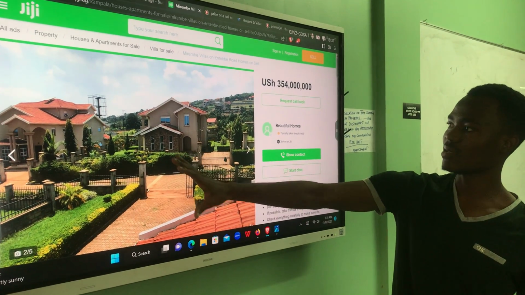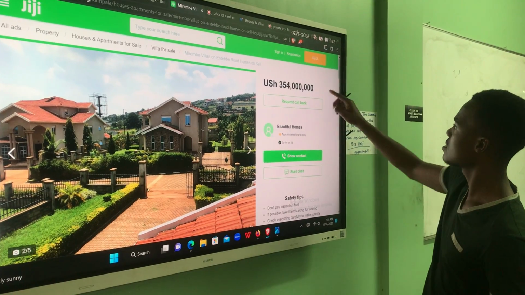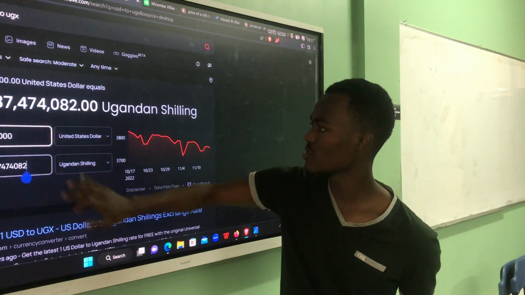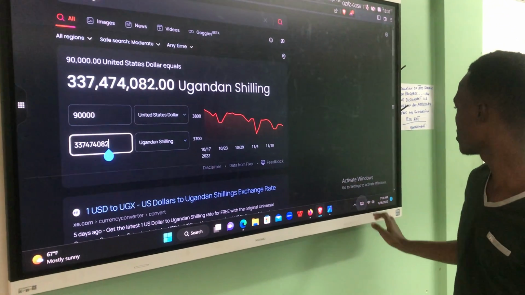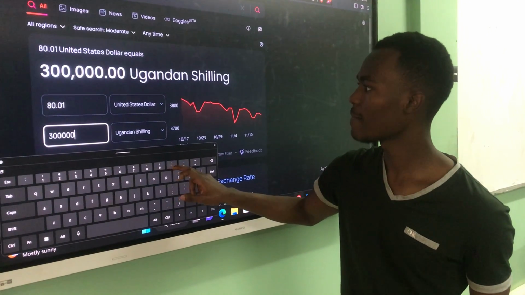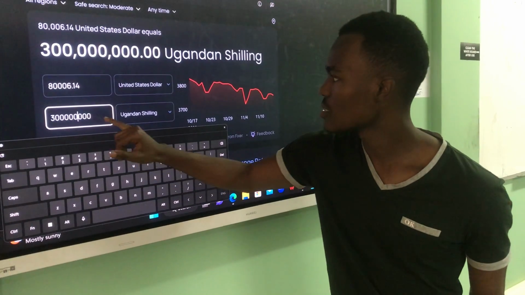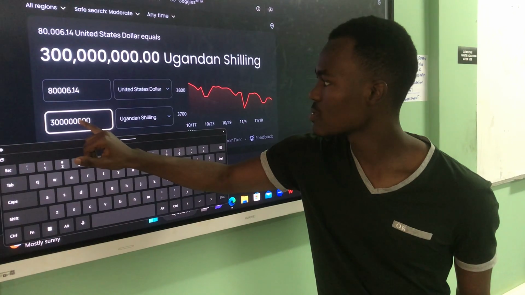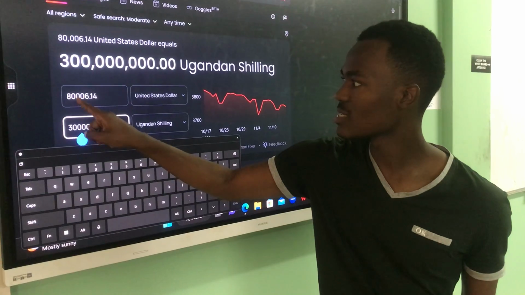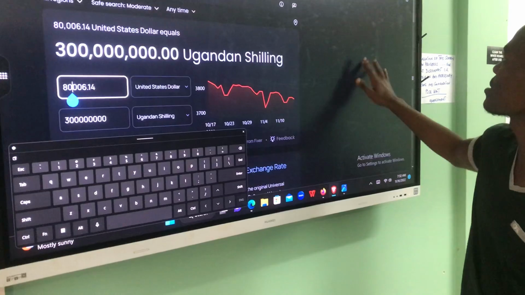So this is just, let me say, a villa. You got a random villa and it's at a price of 300 million Uganda shillings. What is 300 million Uganda shillings? Let's just tabulate it here. If your goal is to have 300 million Uganda shillings, it is only, isn't it, $80,000? Yes, $80,000.